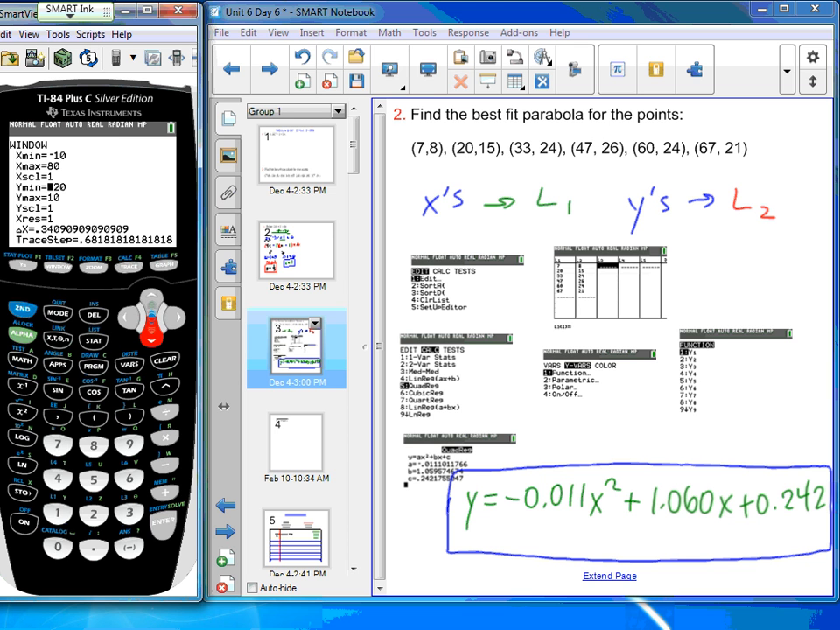My y's look like they span from 8 to 26. Did you guys get that? 26 is my maximum. So I'm going to go negative 20 to 50.